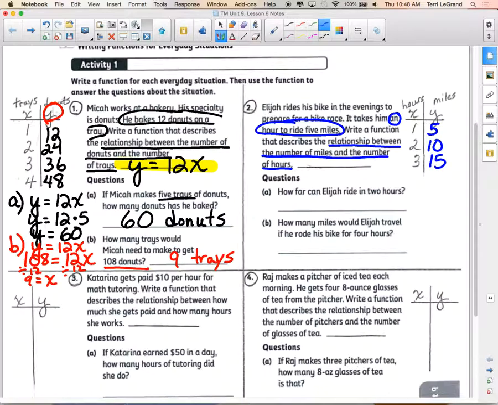And then, see if you can write an equation for this relationship. Write a function. Okay, share your equation with me. y equals 5 times x. Okay, y equals 5 times x, also known as 5x, right? Can we write it that way? Okay. Everybody agree?